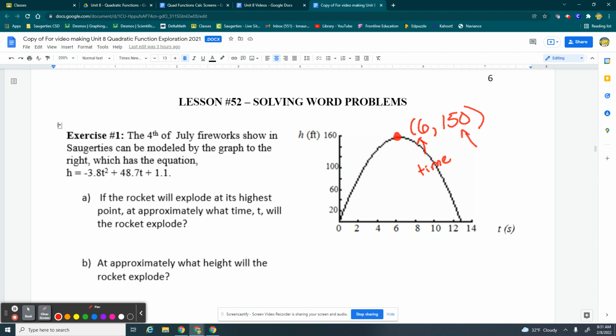So now let's look at these questions again. It says if the rocket will explode at the highest point, at approximately what time? So we have 6 and 6 seconds. So at about 6 seconds, and what height in feet? So now we know the y stands for height. So at about 150 feet. Okay, and that's all there is to this portion.